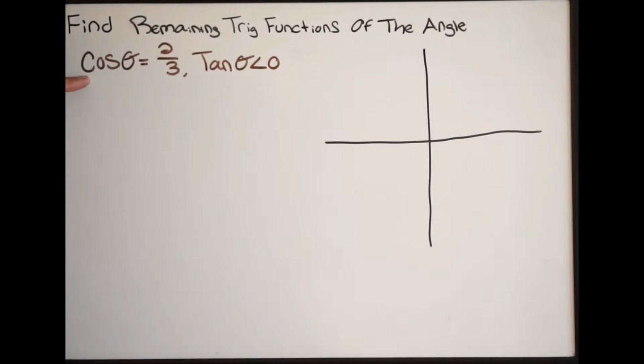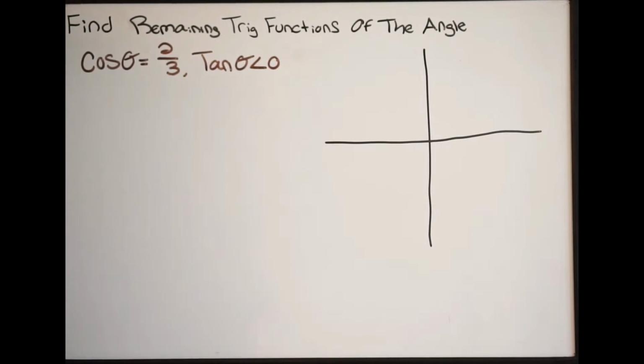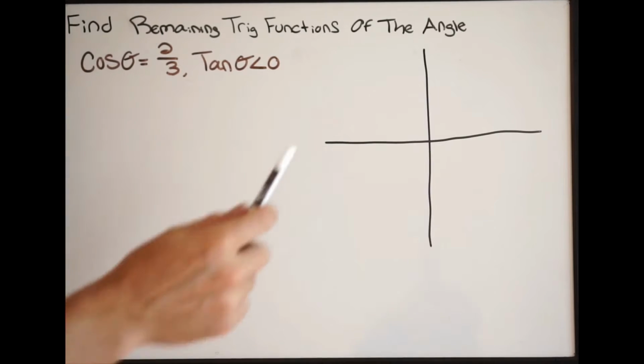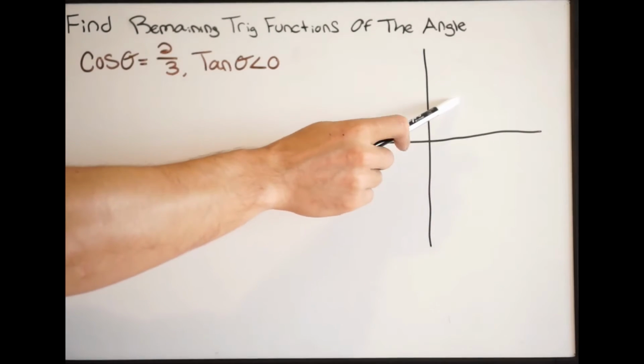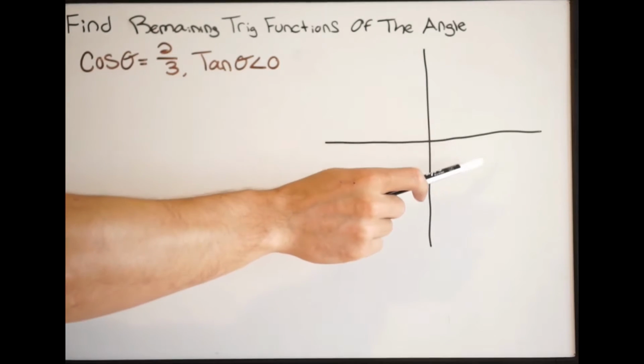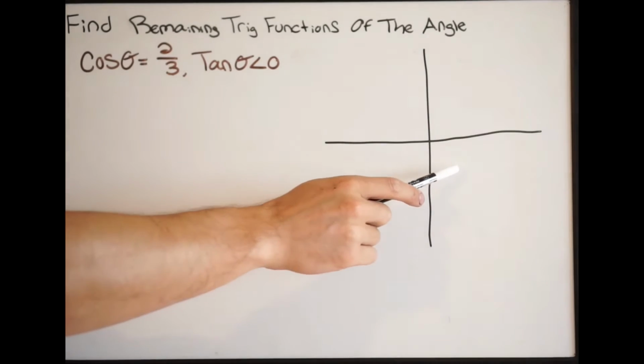Notice here that cosine is positive. And we know that cosine is positive in both the first and the fourth quadrant. Okay? We also know that tangent is going to be less than 0 or negative. And tangent will be negative if we look at the first and fourth quadrant. Well, it's going to be positive in the first quadrant, and it will be negative in the fourth quadrant, meaning our angle has to be in this fourth quadrant here.